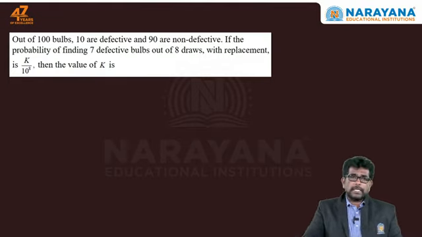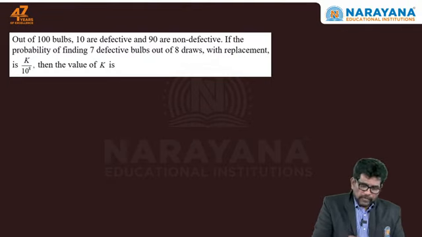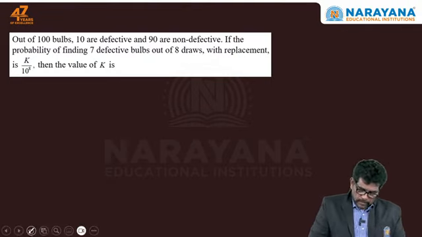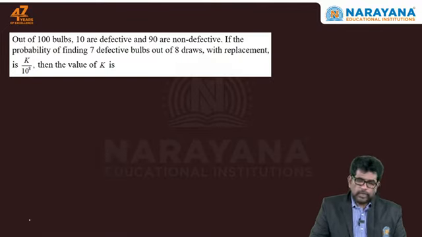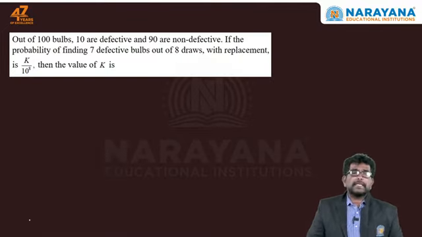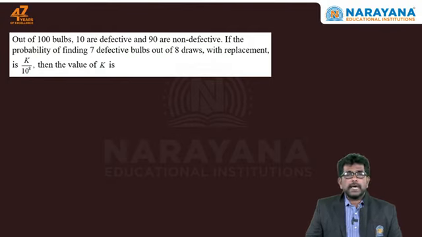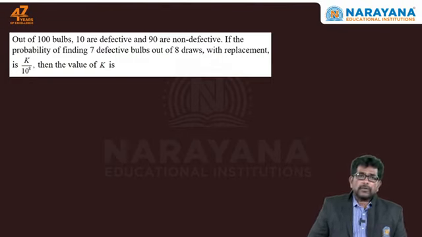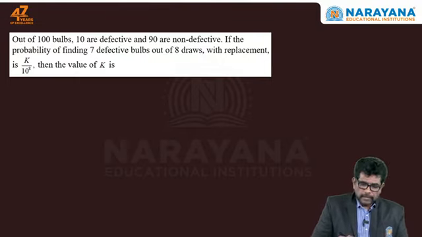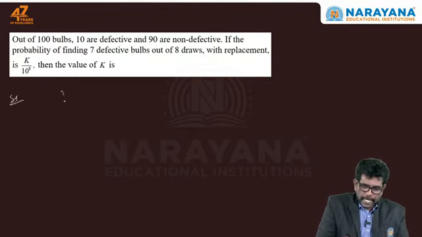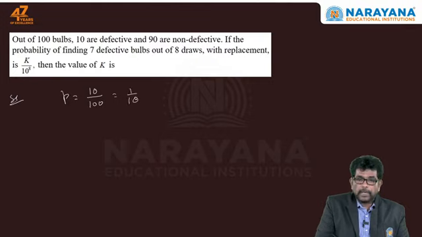So out of 100 bulbs, 10 are defective and 90 are non-defective, and for each bulb we are going to calculate. Here the success is getting the defective bulb, because they are given the probability of finding 7 defective bulbs. That is the success probability here. Out of 100 bulbs, 10 are defective. The success probability I am going to represent as P. P is equal to 10 upon 100, which is 1 by 10.